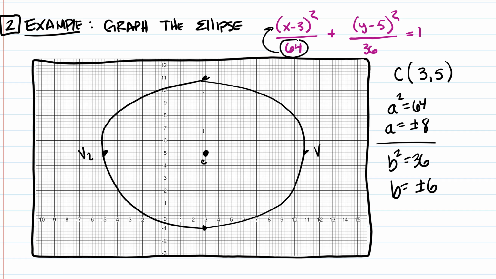The only other thing that we would need is the location of the focal points, which we know that c squared is equal to a squared minus b squared. So if you had to figure that out, you could. But the focal points would be somewhere in this region and somewhere in that region. But since it just said graph the ellipse, this is what you've got to work with here. So hopefully that makes sense to you.